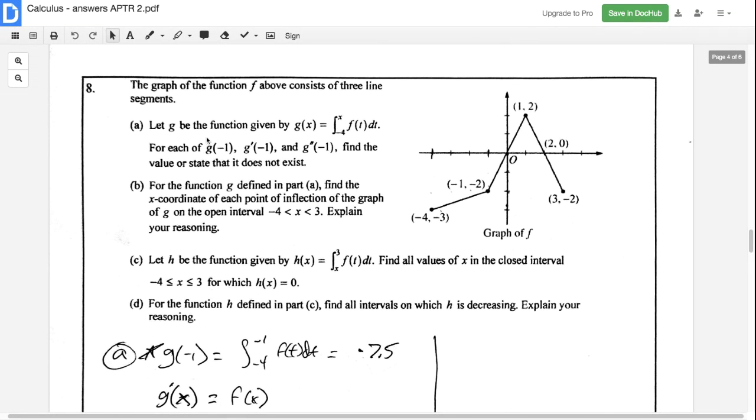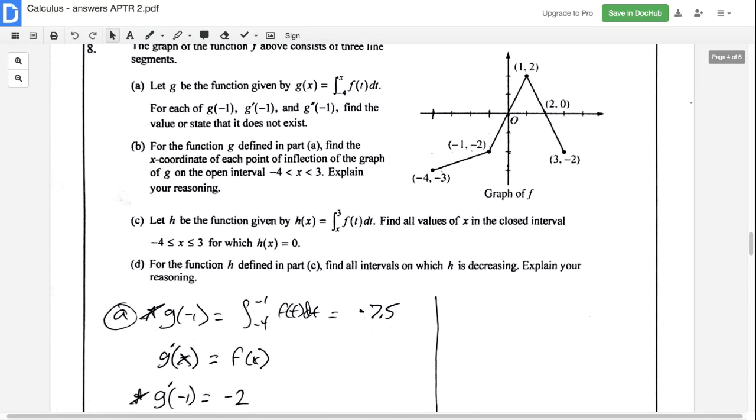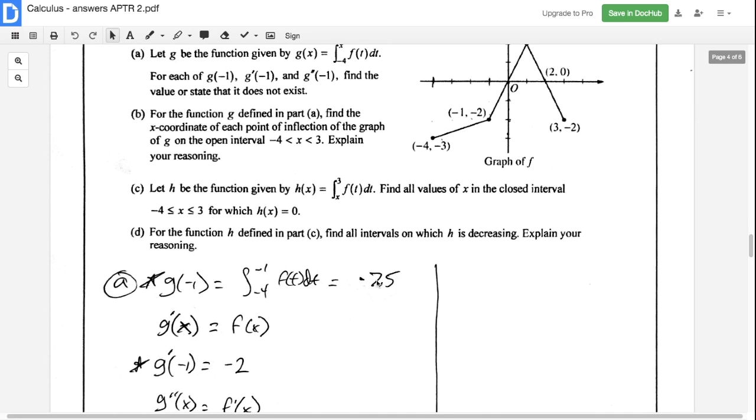So for g of negative 1, I'm just going to plug negative 1 in here. So we're going negative 4 to negative 1. So I've got a rectangle that is 3 by 2, so that gives me 6. I've got a triangle that is 3 by 1, so that gives me 3 halves, or 1.5. So I have 6 and 1.5, which is 7.5. But it's under the x-axis, so it's going to be negative. For g prime of negative 1, I need to identify what g prime is.